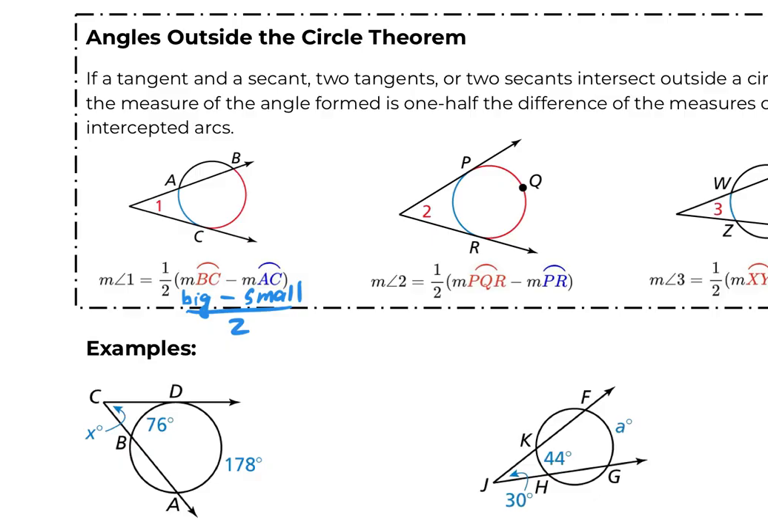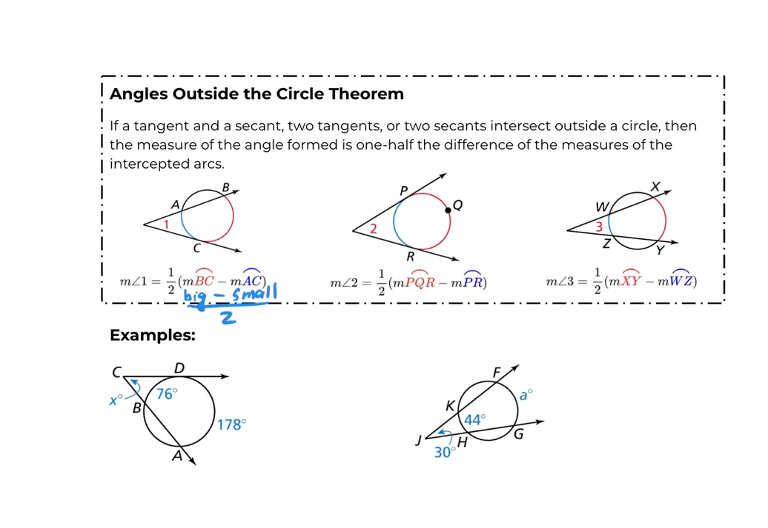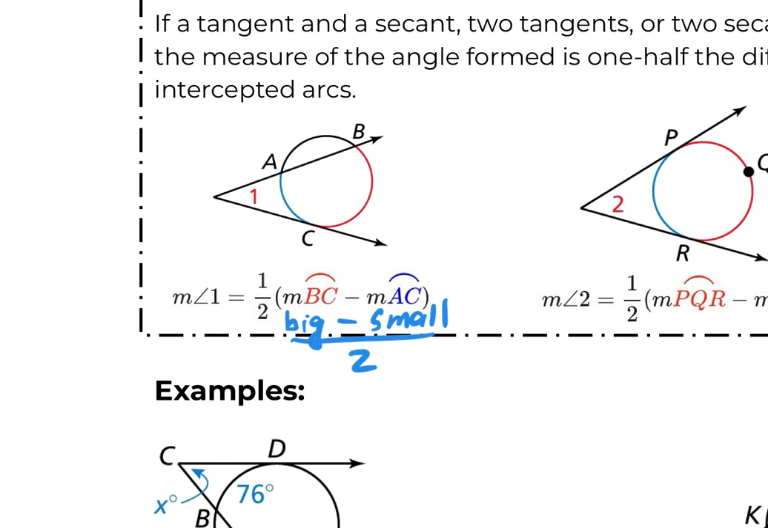Same thing here. This would be my big arc. This would be my small arc. If I look at the one on the right, sorry, this would be my big arc. This would be my small arc. And I'll go ahead and label this so you kind of know what we're talking about. This would be my big arc. This would be my small arc. Big minus small divided by 2.